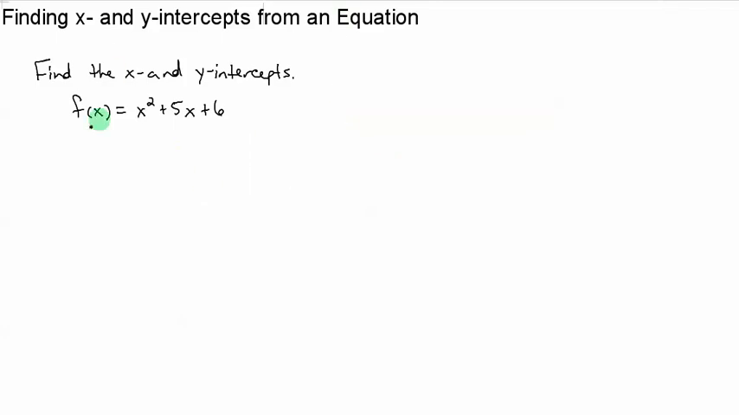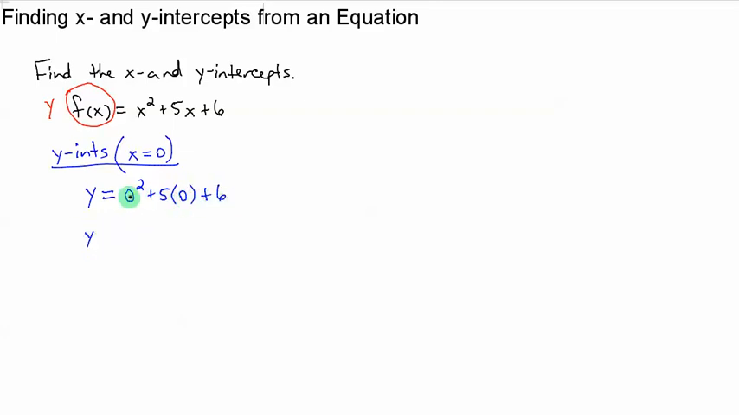So to find, for example, the y-intercept, there's only one y-intercept every time, so that's pretty easy. To find the y-intercept, x has to be 0. So you look at this function, and let me remind you that f of x is the same thing as y, so I'm going to change that to y, and I'm going to replace all the x's with 0.